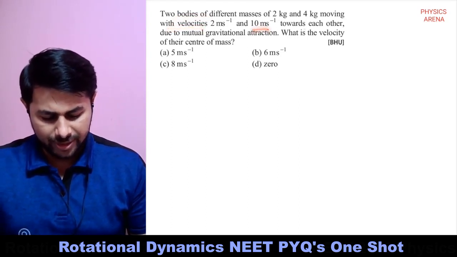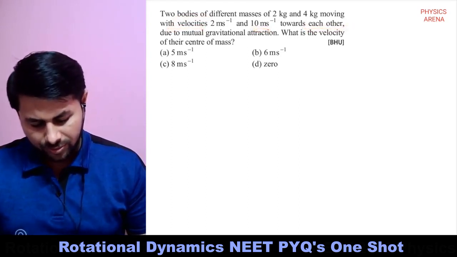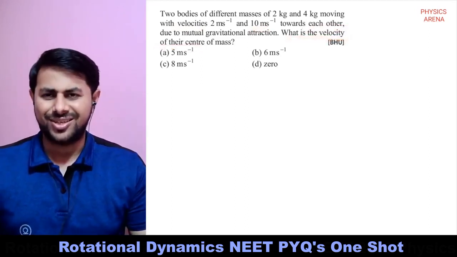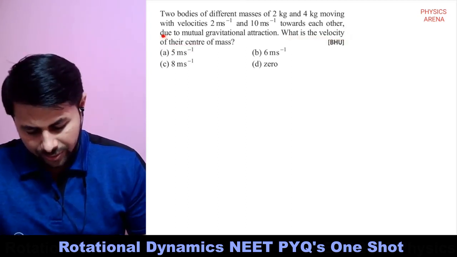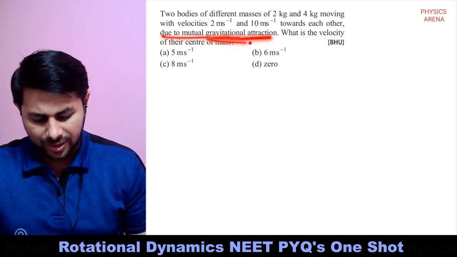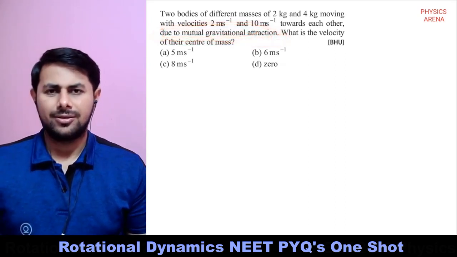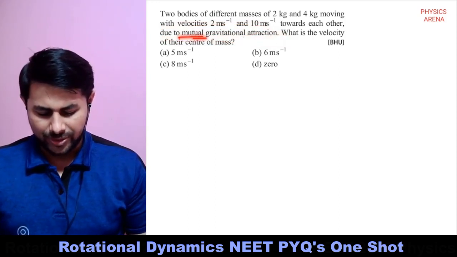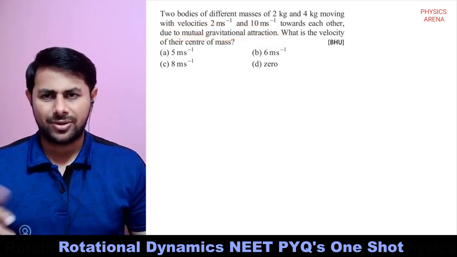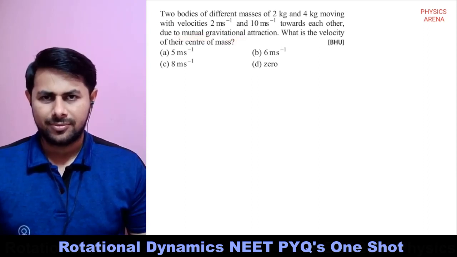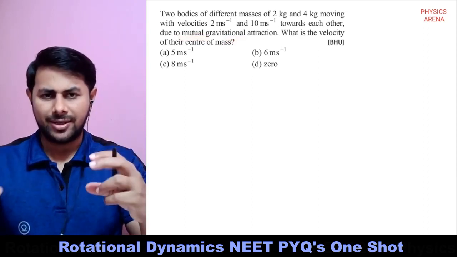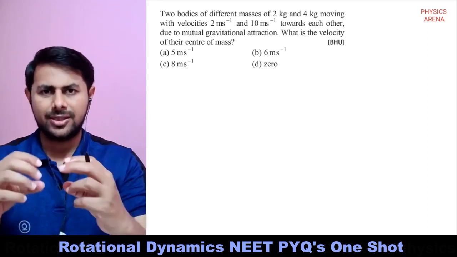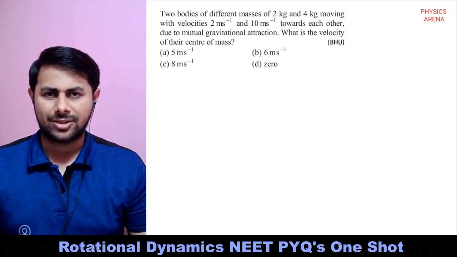second and 10 meters per second towards each other due to mutual gravitational attraction. What is the velocity of their center of mass? Again, they are moving due to the mutual gravitational attraction. This thing is important. They are moving due to the mutual gravitational attraction. It's not the external force. So initially they would be at rest. Okay, so no external force is acting, and this velocity is gained by mutual gravitational attraction only.